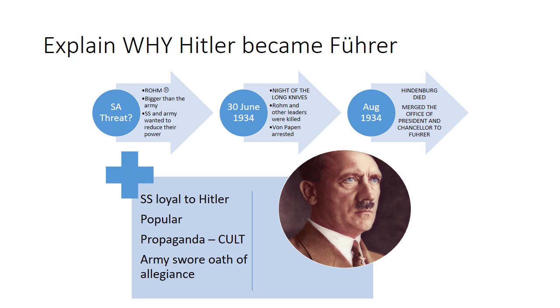The army wasn't happy with the SA because it was actually bigger in number than them, and the SS also wanted to reduce their power. So on the 30th of June 1934, something known as the Night of the Long Knives, Röhm and the other leaders were arrested and killed, and on the same night they also arrested the Vice-Chancellor von Papen, who was there to control Hitler.